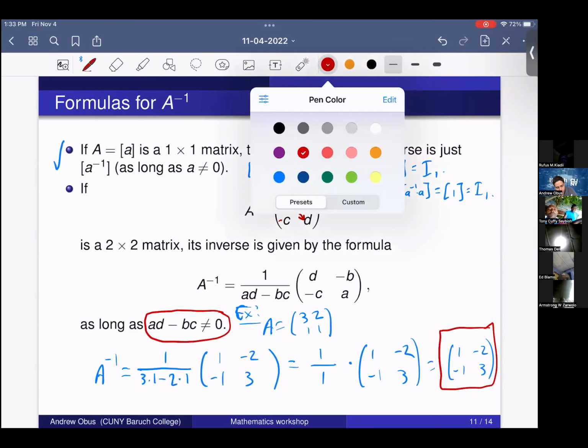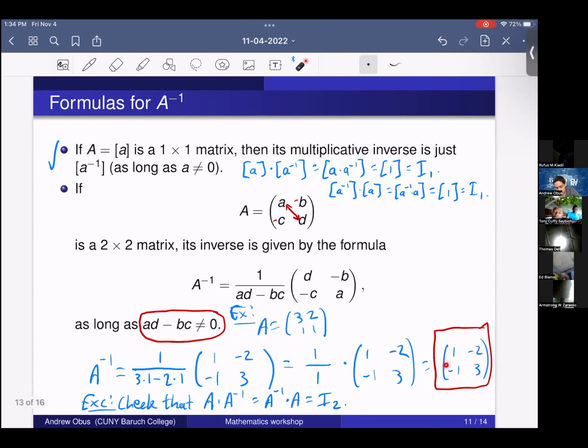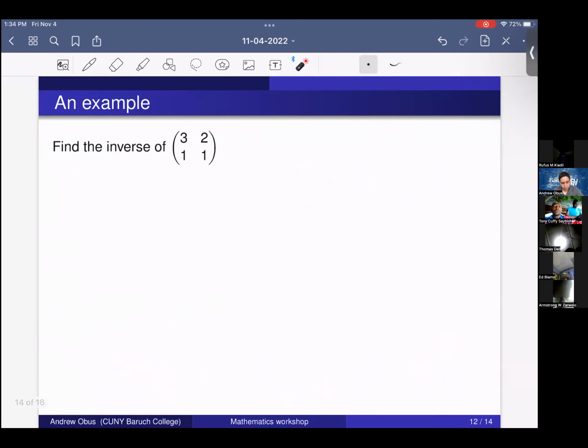And this is a good exercise: check that if you multiply A by A inverse, or if you do A inverse times A, you get the 2-by-2 identity in both cases. So A is this matrix 3, 2, 1, 1. A inverse is this matrix 1, minus 2, minus 1, 3. It doesn't matter which order you multiply them in, you can put either one first or second. If you multiply them together, you will end up getting the 2-by-2 identity. So this is a good exercise to check. It's just the problem over here, so see previous slide.